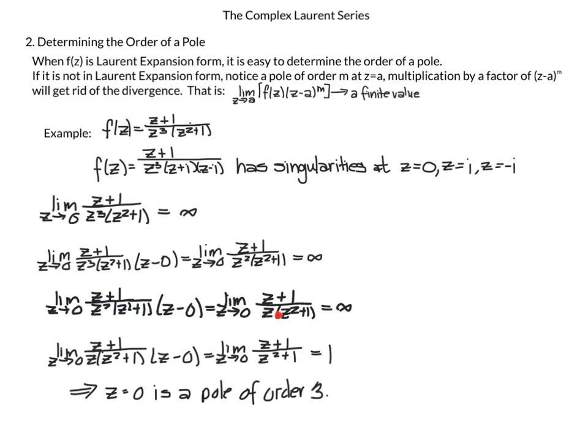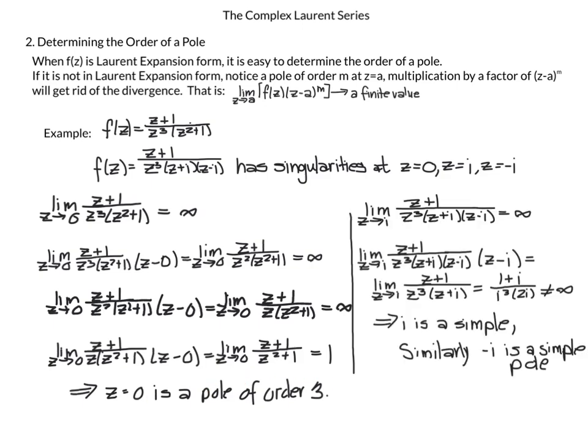Finally, when we multiply this z plus 1 over z times z squared plus 1 now by another factor z minus 0, this will cancel, and we're left with z plus 1 over z squared plus 1. Now when we take the limit as z approaches 0, we get 1 over 1. We had to multiply our function by 3 factors of z minus 0. In other words, z minus 0 to the third. That means z equals 0 is a pole of order 3.